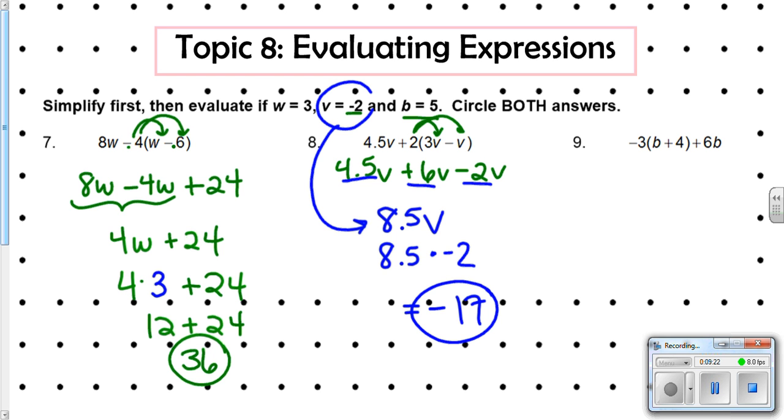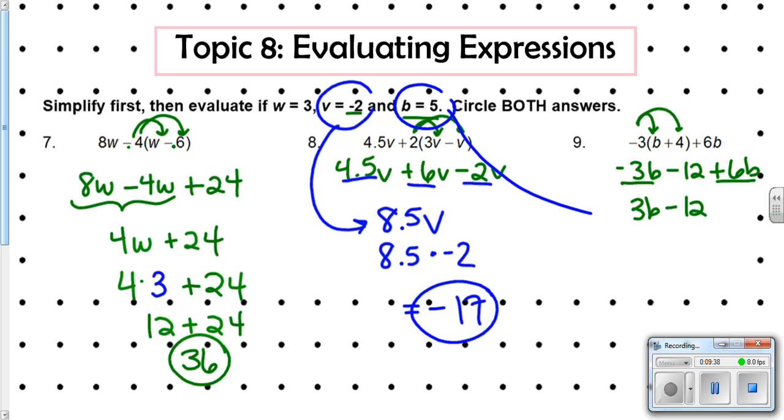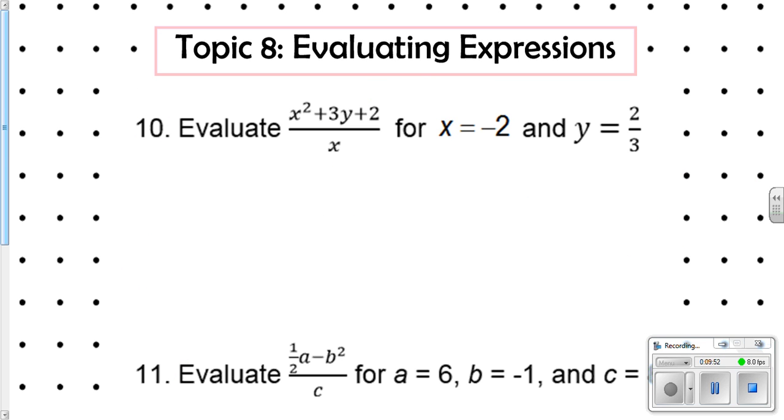Last one, again, I'll simplify first. So I'm going to distribute my negative 3. Then I'm going to combine like terms, so negative 3b plus 6b. And now, since it's simplified, I can evaluate. I know that b over here is 5. So 3 times 5 minus 12, 15 minus 12, which is 3. Alrighty, so that's another type of evaluating the expression, whenever you're plugging in known values into the variables.